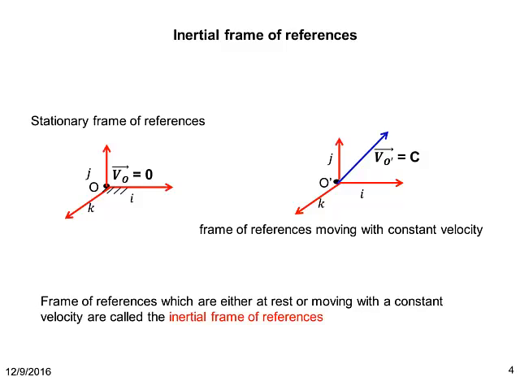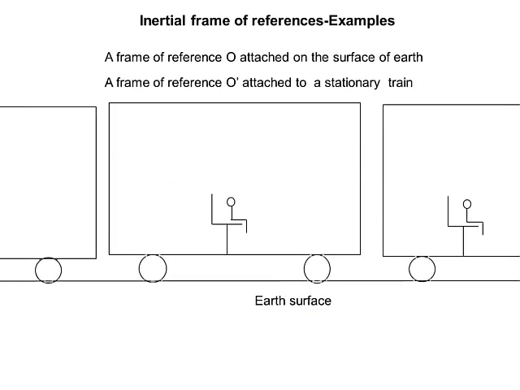Consider a stationary train. The motion of the train can be studied using a frame of reference fixed to the surface of the earth. Without considering rotational effects of earth, this frame is an example of an inertial frame. Also, a frame of reference O dash attached to this train is also inertial. Motion inside the train can be better described by choosing such a frame of reference.